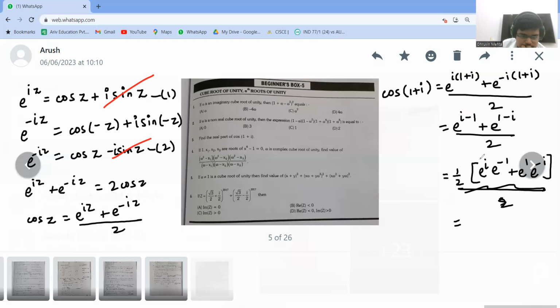One minute Arush, I think there is some mistake. I need to check this. I think it should be 1 minus i. There is a mistake in the question. This should be 1 minus i. Do you have any solution, or do they mention the mistakes anywhere?